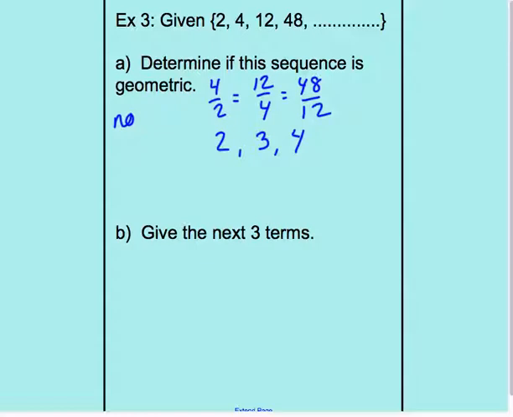But there is definitely a pattern, so we can find the next 3 terms. We multiplied by 2, then multiplied by 3, then multiplied by 4. So I'm going to multiply by 5, which will give me 240. Multiply that by 6, which gives me 1440. Multiply that by 7, and I get 10,080.